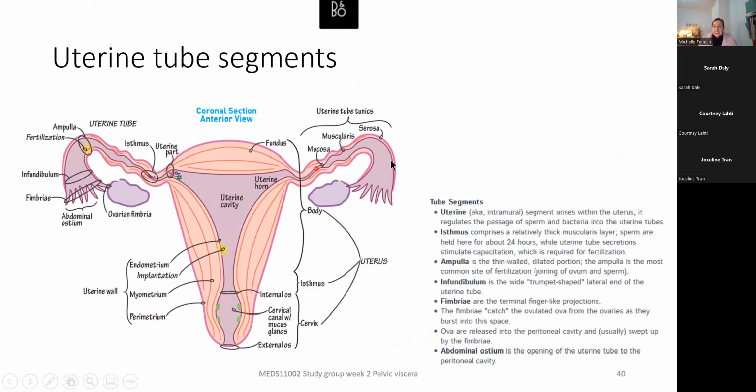That's just from Draw It to Know It. These Draw It to Know Its have lots of different explanations. You might find them handy. This is showing the area of implantation, which is in the uterine cavity. This is showing fertilization occurring here. Fertilization can occur in the uterine tube, but it needs to implant. It can be fertilized here, but it needs to travel and implant into the uterine cavity. It can't stay and implant here.